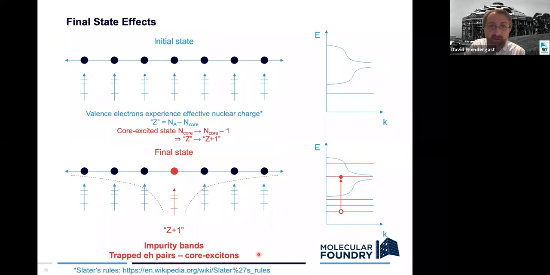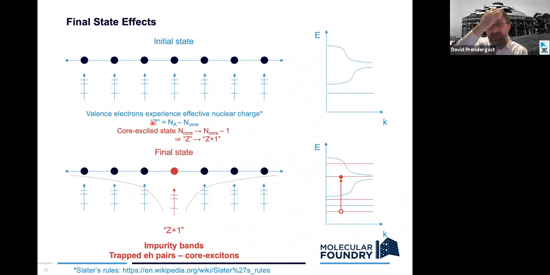Okay. Now, it's important to understand that there's pretty strong final state effects in X-ray spectroscopy. So let's start on the top here. Imagine you have some initial state. So I've made an idealized crystal here of atoms in a one-dimensional line, and each of those atoms has its own atomic orbital. So think about this as, you know, the picture you see in textbooks of linear combination of atomic orbitals that make up the ultimate band structure of your material. And valence electrons in this picture, they experience an effective nuclear charge equal to the atomic number minus the number of core electrons. So that's your effective Z.